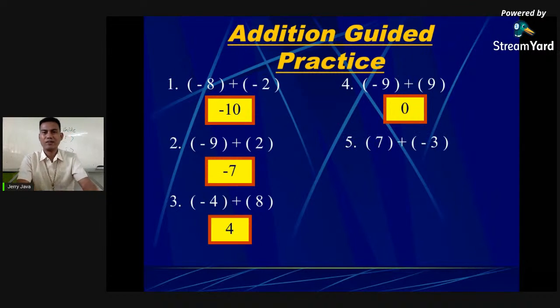Number 5, this one now. 7 plus negative 3. 30 seconds. Wait for the bell for you to write your answer.